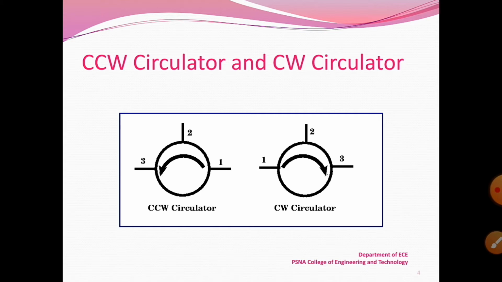So depending upon the direction of travel of the wave inside the circulator, it can be divided into clockwise circulator and a counterclockwise circulator. In the clockwise circulator, the wave will be traveling in the clockwise direction inside the circulator, and in the counterclockwise circulator, the wave will be traveling in the counterclockwise direction as shown in the diagram.